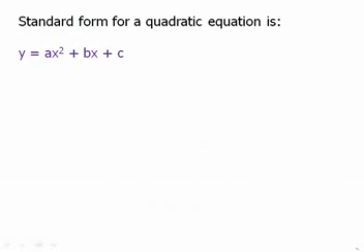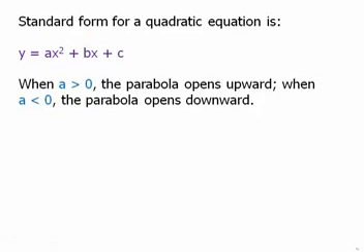Standard form for a quadratic equation is y equals ax squared plus bx plus c. When a is greater than 0, the parabola opens upward. And when a is less than 0, the parabola opens downward. So we can tell whether it's an upward or downward opening parabola purely by the sign of the quadratic coefficient, the coefficient of x squared.